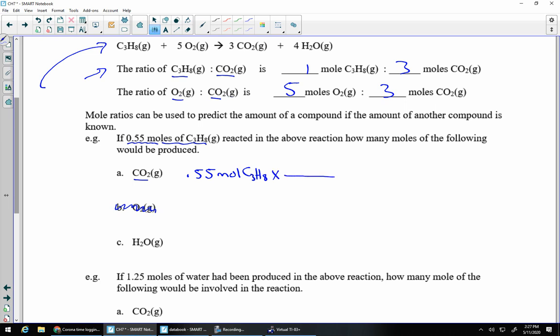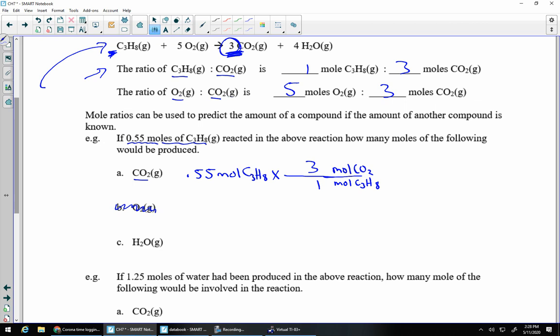Now I'm going to multiply this by a ratio, and in that ratio I want to get rid of moles of C3H8 and end up with moles of CO2. It's a bit tedious writing this out, but you can absolutely do it. I've got a 1 in front of my propane, so it's 1 mole of C3H8, and carbon dioxide has a 3 in front. In other words, 1 mole of propane produces 3 moles of carbon dioxide.